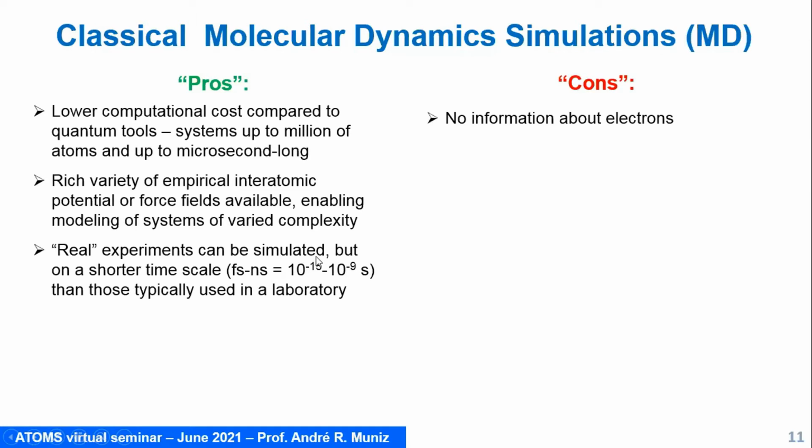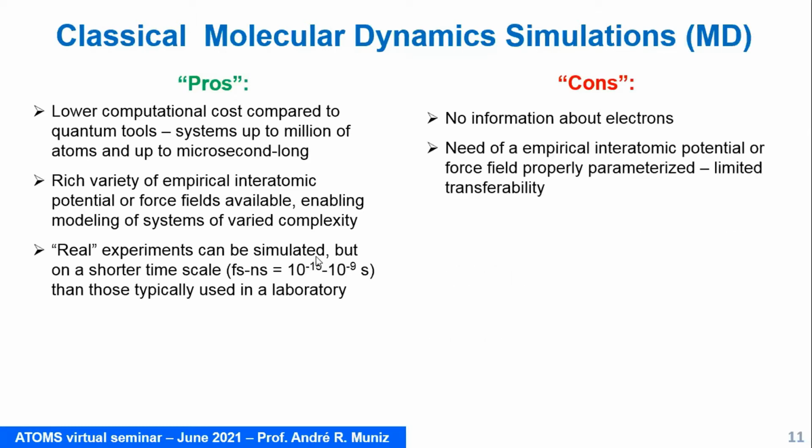There are some cons: there is no information about electrons, so any property of the material that requires knowledge about the electrons, we cannot obtain. And of course, we need an empirical potential that is properly parameterized for that application, for that material. They usually exhibit some limited transferability. So we have to be very careful with the choice of this force field to get accurate results.